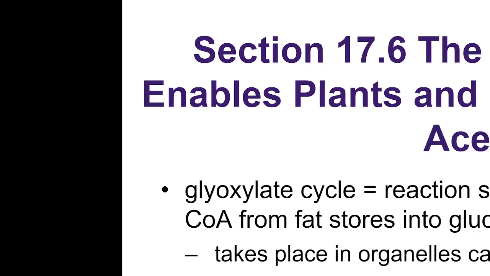Glyoxylate cycle. This is a reaction sequence that converts acetyl-CoA from fat stores into glucose. This takes place in organelles called glyoxysomes, prominent in oil-rich seeds like sunflower, cucumber, that sort of thing. This is similar to the citric acid cycle, but actually bypasses 2 decarboxylation steps, and 2 molecules of acetyl-CoA enter the cycle to do this.